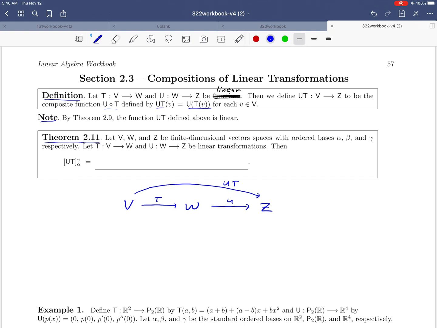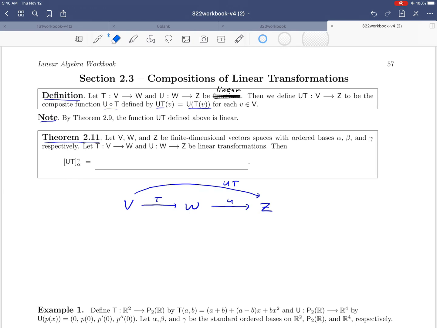Let V, W, and Z again be finite dimensional vector spaces with ordered bases alpha, beta, and gamma. Assume that T goes from V to W and U goes from W to Z, just like in the definition above. Those are both going to be linear. What we're going to do then is to write down an expression for the matrix of UT, taking us from alpha coordinates to gamma coordinates.